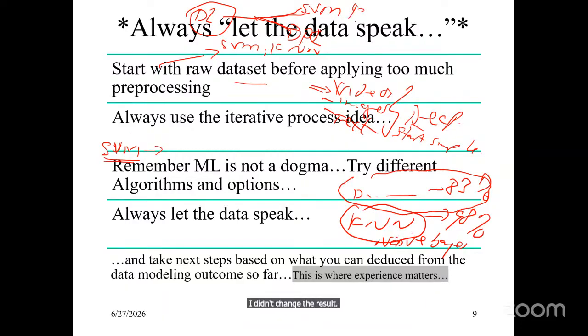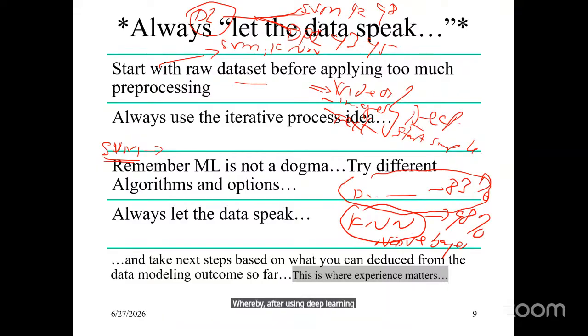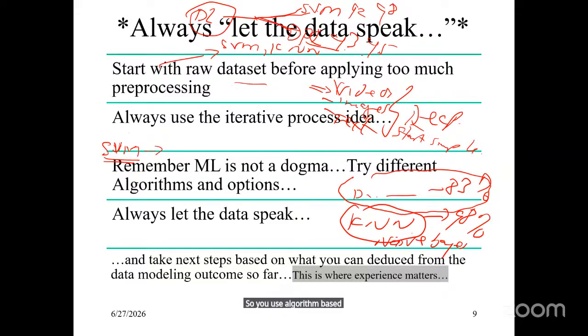Maybe this one is getting 92, this one is getting 93, or this one is getting 98, and this one is getting 95. We've seen that in experiments, whereby after using deep learning to extract features, we noticed that support vector machine, when we provided them with that, performed better than the deep learning itself in the actual classification. So you use algorithms based on their strong points. You see? This is very important and in line with the principle of always letting the data speak.